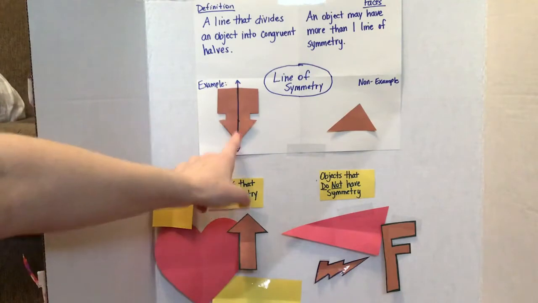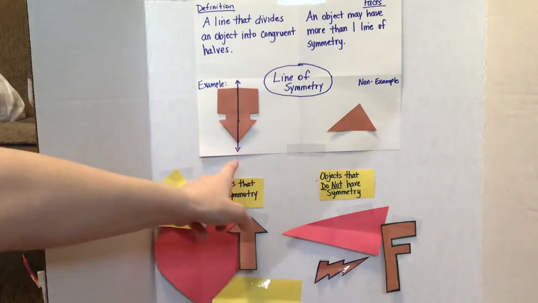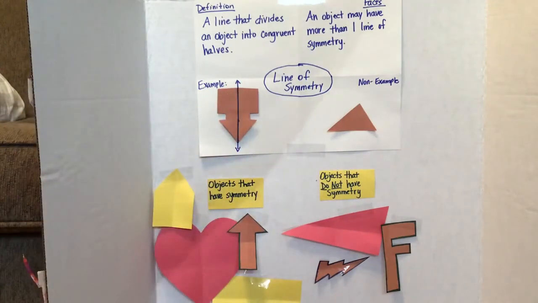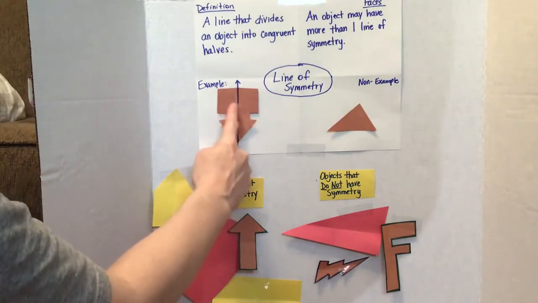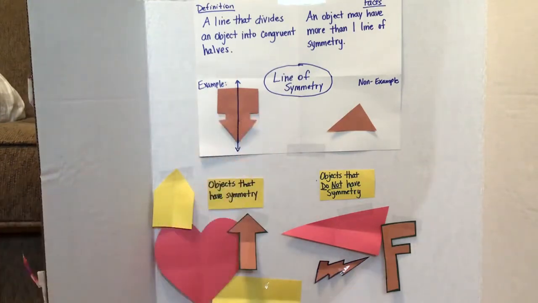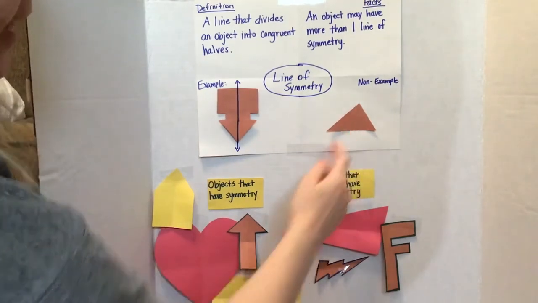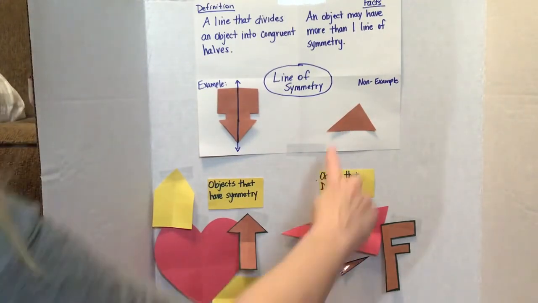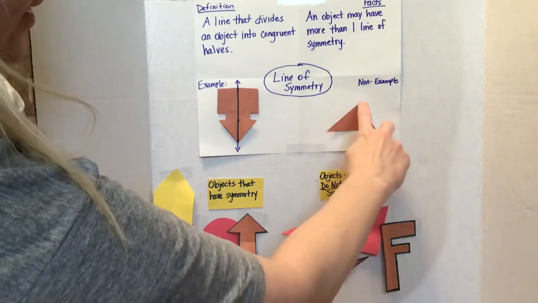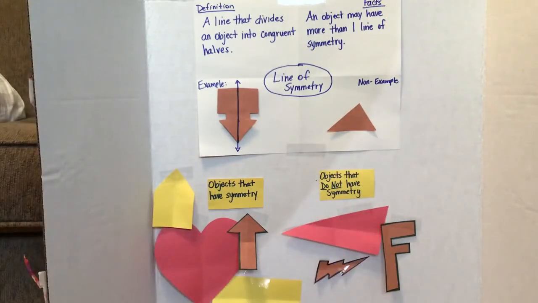And then I gave you this as an example. This is how you would see it normally because you won't have the papers to fold. You just have to draw the line and look, do I have congruent shapes on either side of the line I've drawn? And then I gave you a non-example of this triangle because if I draw a line right here, it's not going to be congruent on both sides. If I draw a line across, this tip's going to come down and it won't be congruent either.